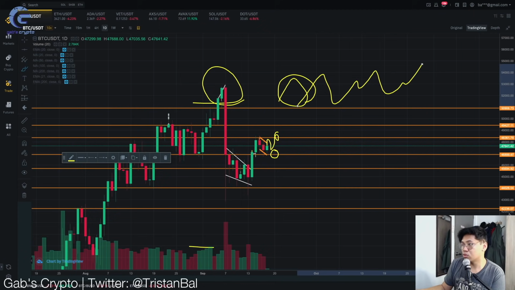So, meron tayo 42 point. So, yeah, ayun yung mga buy areas ko dito. To summarize, 42.2K, 44K, 44.6K, 46.8K, 48.3K. And then, if ma-break natin to, 50.9K yung mahalagang area dito.